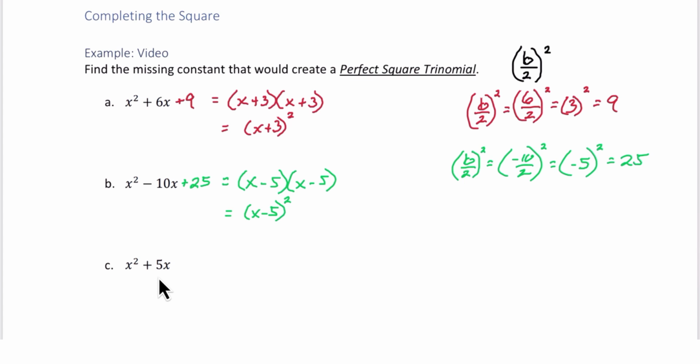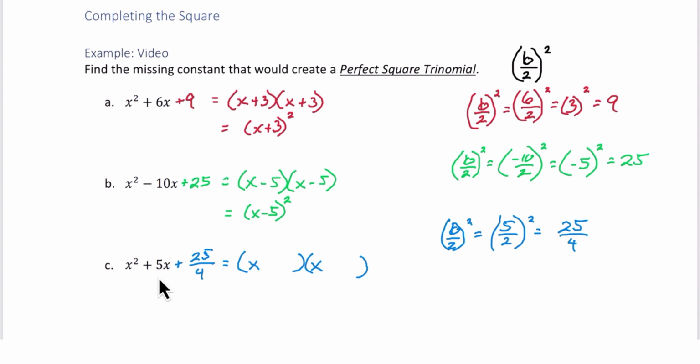In our final example, notice that b is 5. b over 2 squared equals 5 over 2 squared, which is 25 fourths. So we'll add 25 fourths to create the perfect square trinomial. This time when we factor it, the numbers that we put in beside x are not quite as obvious as the previous two examples, but that's okay.